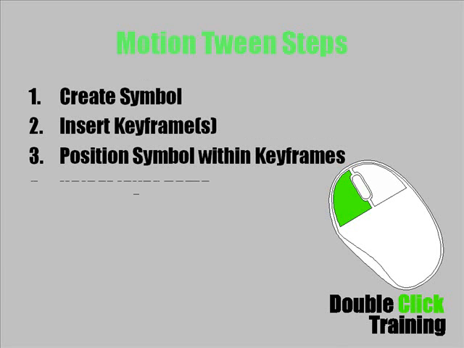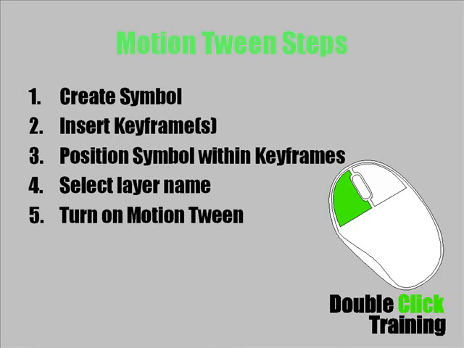The fourth step is to select the layer name. So I go up into my timeline and I click on the layer name. What this does for us is it will select everything within that layer. You'll see the entire layer turn black. Once that is selected, our 5th step is to turn on the motion tween. There's a few ways that we can do this, and we'll see this as we go through the process of creating this motion tween. But more commonly you'll find this inside of the properties panel down at the bottom of your screen typically. So 5 little steps that you're going to be going through, but all very important.